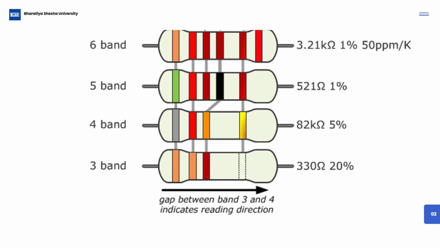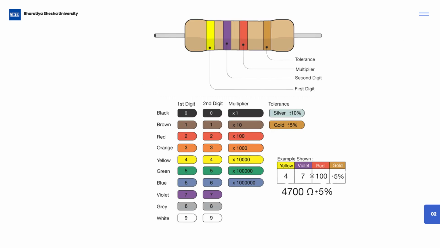Let's take an example and read a resistor. Over here you can see the left is the first digit. If the color of the band is yellow, the number is 4. The second digit is the second band. Over here the color of the second band is violet, that is 7. The third is the multiplier. A red band tells you the multiplier is 100. So we have the number 47 times 100, that is 4700.